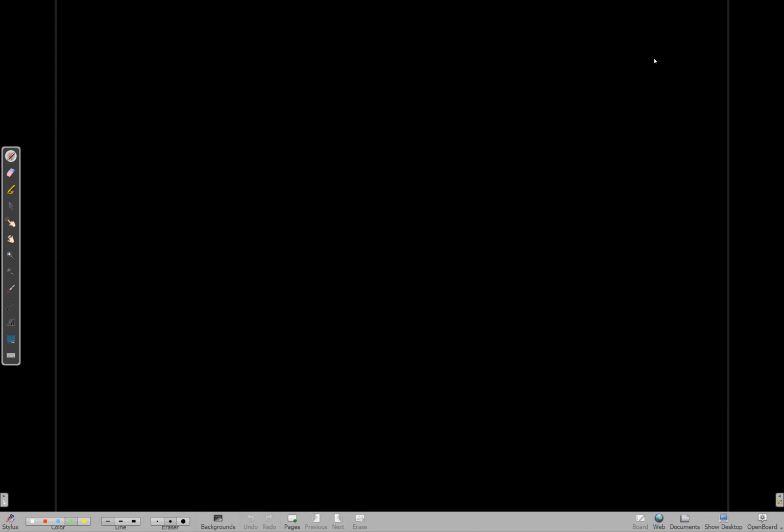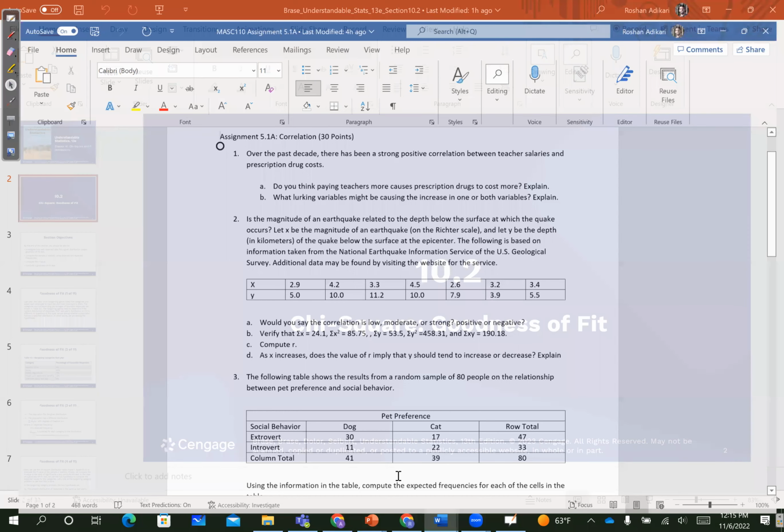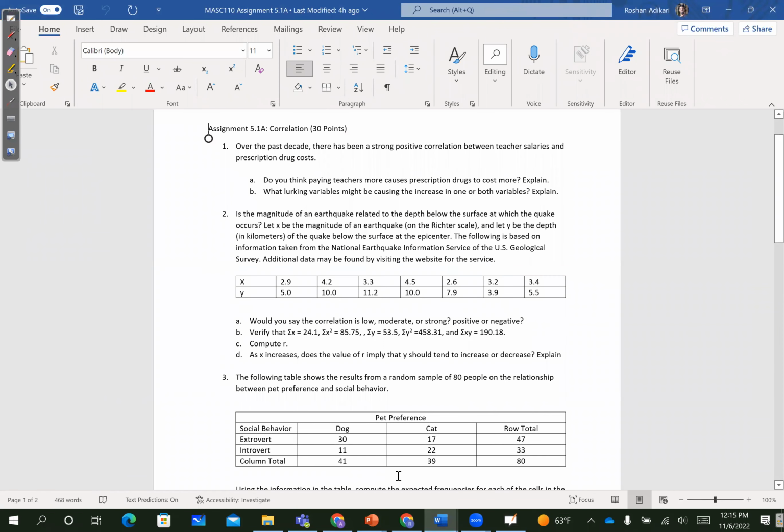Today I'm going to give you some hints for assignment 5.1 and 5.2 because they go well together. Now let's have a look at 5.1. Here, first one, there is a positive correlation between teacher salaries and prescription drugs. So what do you think?